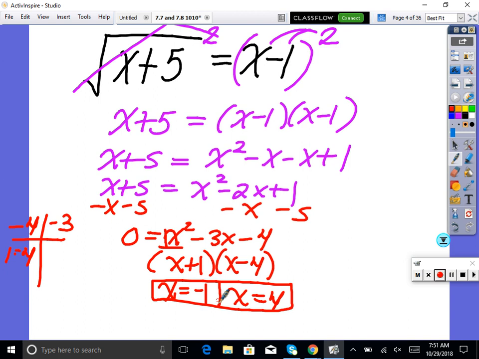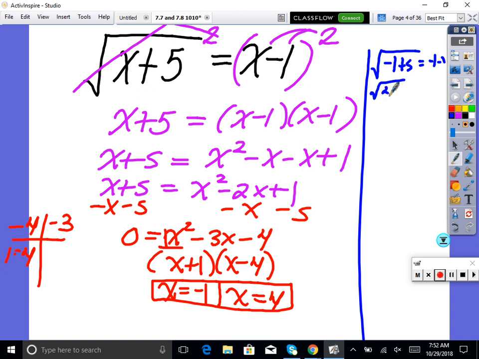We have two solutions as far as we can tell, but we got to check to see if either of them are extraneous. So let's go back up. It's really important when you get a quadratic to check for extraneous solutions. So watch, I'm going to go check right here on the side here. Let's plug in negative 1. So we have the square root of negative 1 plus 5. Does that equal negative 1 minus 1? Isn't that the square root of 4 equals negative 2?